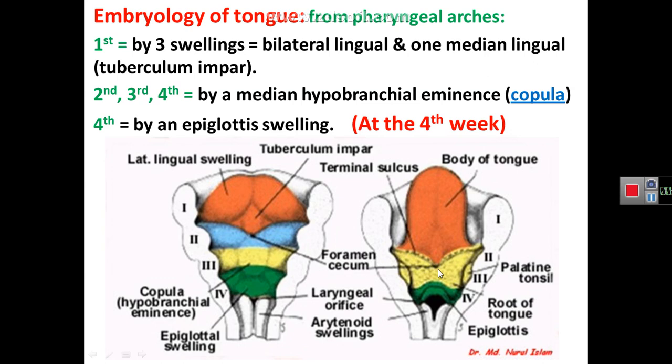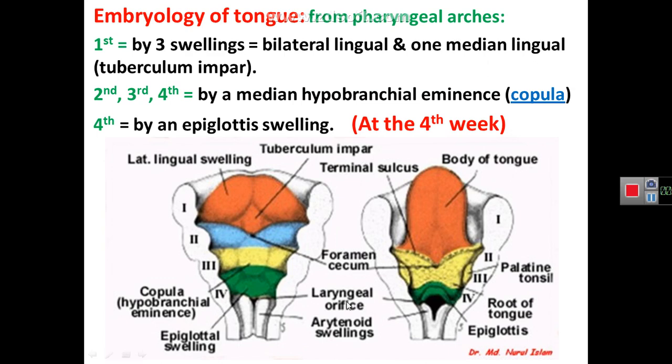The posterior 1/3 of the tongue is called the root. So you can imagine that the third arch, drawn here in yellow, overgrows the copula derived from the second and fourth arches. Although the copula is from the second, third, and fourth, the third overgrows the second and fourth and dominates in formation of the posterior one-third, which is the root of the tongue. Behind the root, there is a small swelling called the epiglottic swelling, derived from the fourth pharyngeal arch, and it forms the posterior end of the tongue.